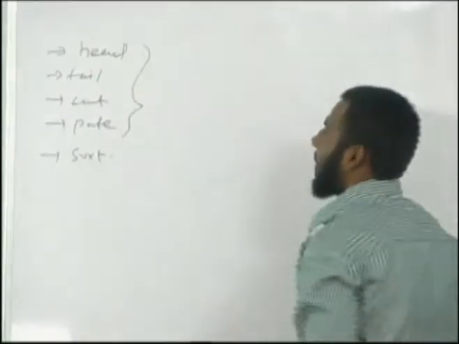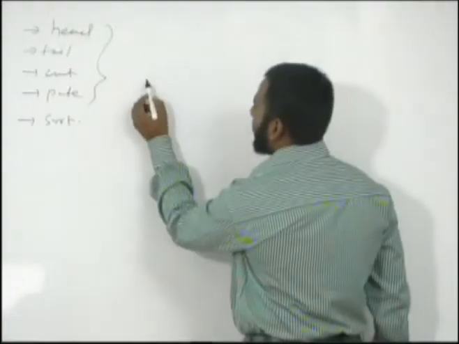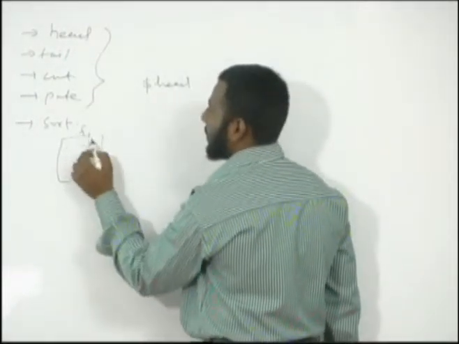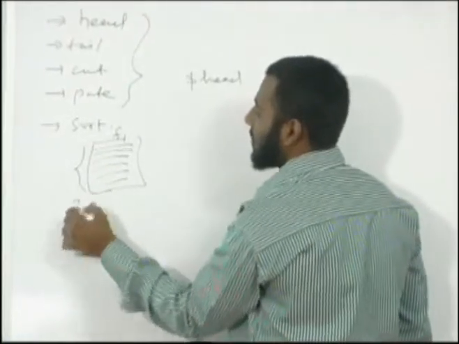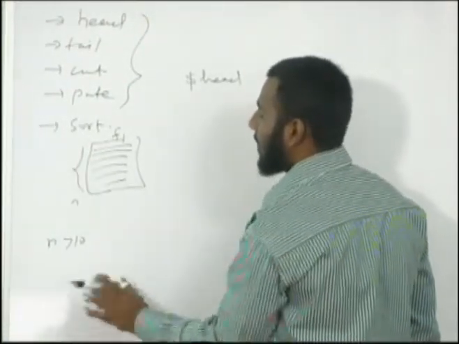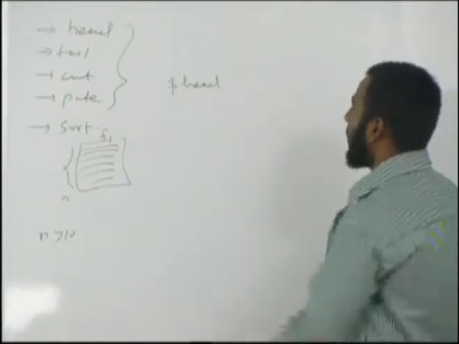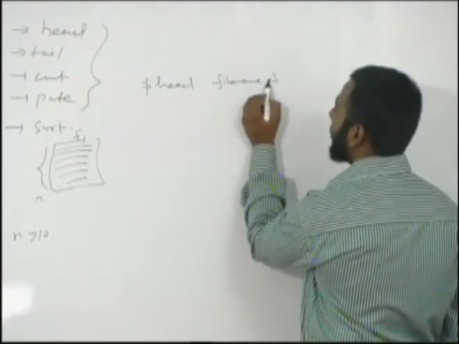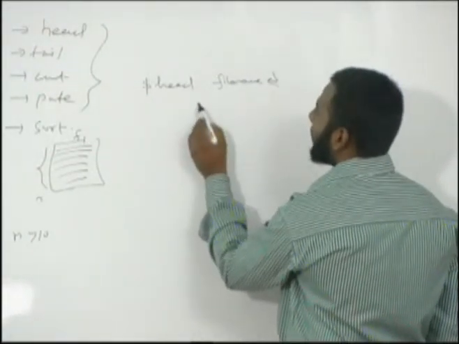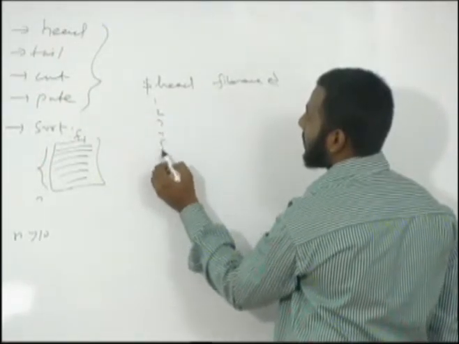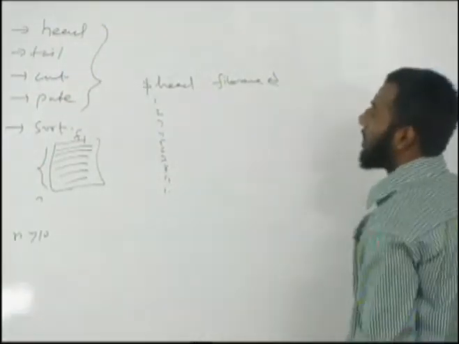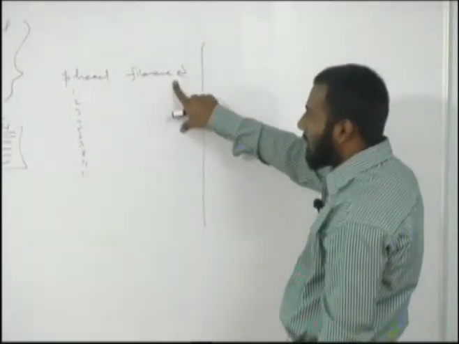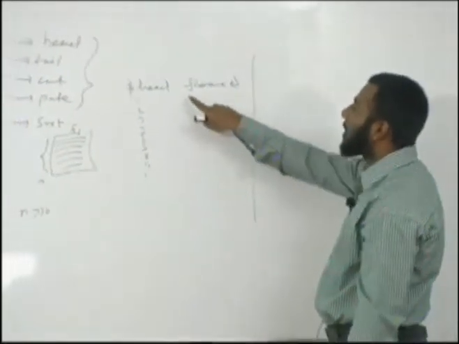So what does the head command actually do? Suppose we have a file F1 which contains n number of lines. If n is greater than 10, a big file with more than 10 lines, then head followed by the file name by default prints the first 10 lines from a file. If I am interested not in seeing the entire content of a file but only the initial content, then we can use this head command.